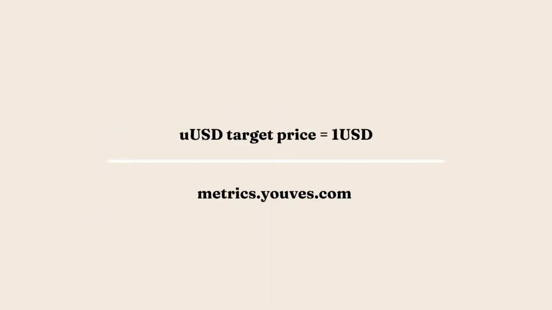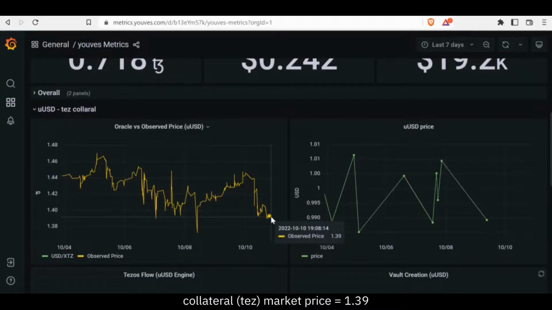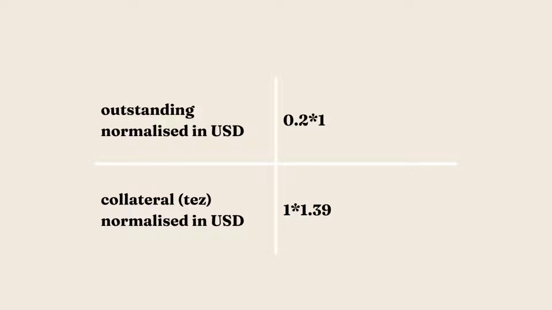To calculate the USD equivalents for collateral and minted tokens, we need to get the collateral market price and the minted token target price. The target price is 1 USD for the UUSD token. Head over to metrics.youves.com to get the collateral FX price. The current market price for TES is 1.39. To get the dollar equivalent for outstanding and collateral amount, multiply the normalized values for outstanding tokens and collateral with the target and market price respectively.